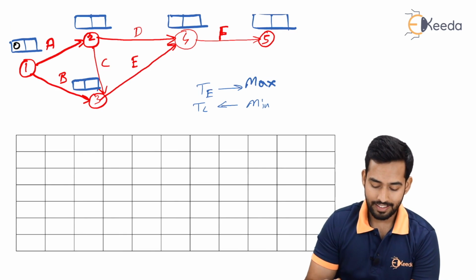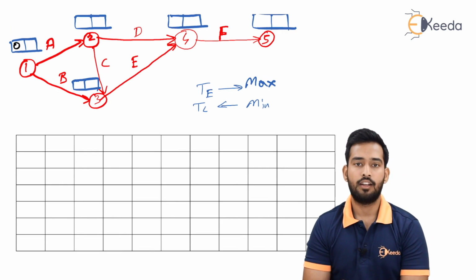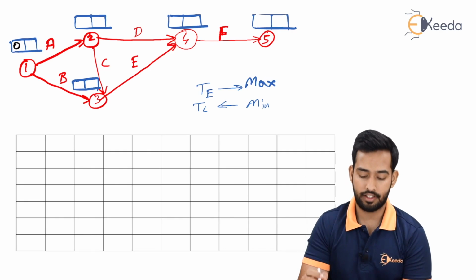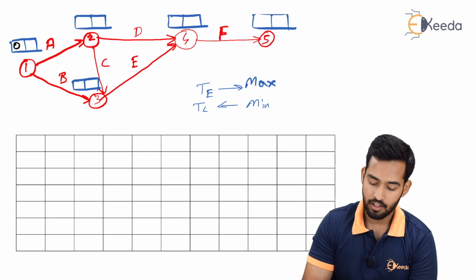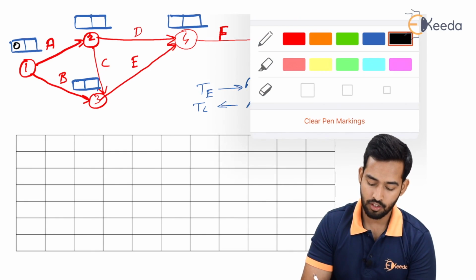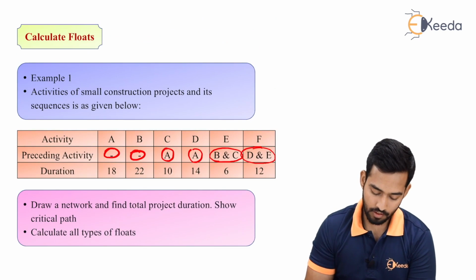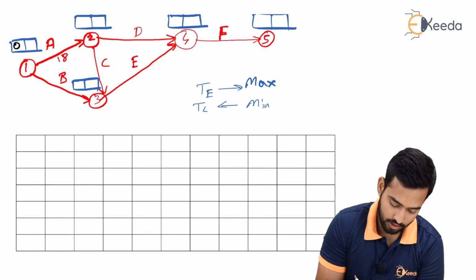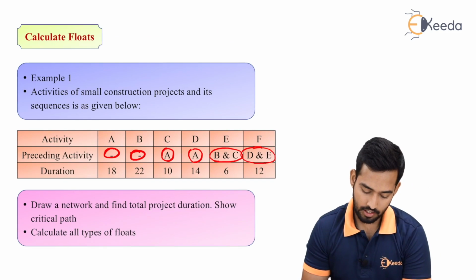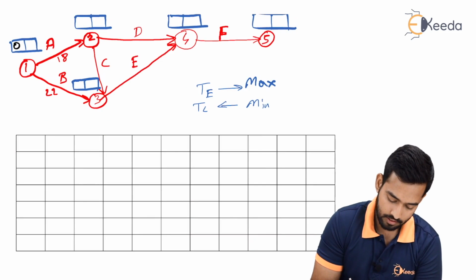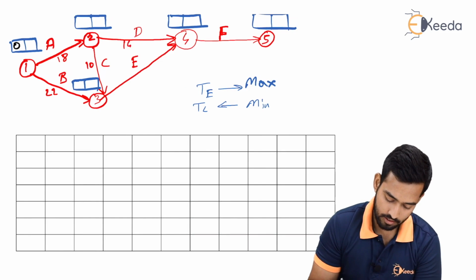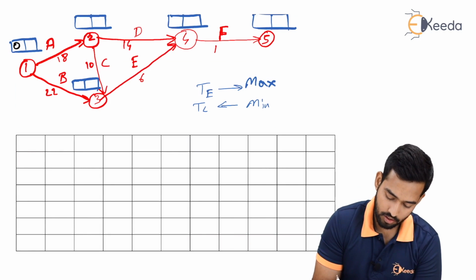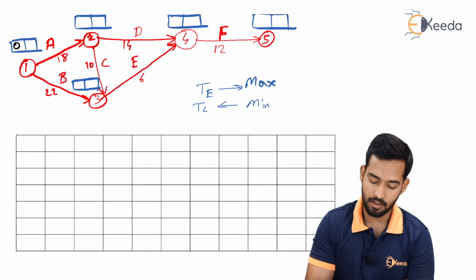To calculate TE, what is the formula? TE of the preceding node plus the duration of the activity. So in this network, we have to write down the duration of each activity. For A, it is 18. For B, it is 22. For C, 10. For D, 14. E, 6. And F is 12. Now the network is completed.